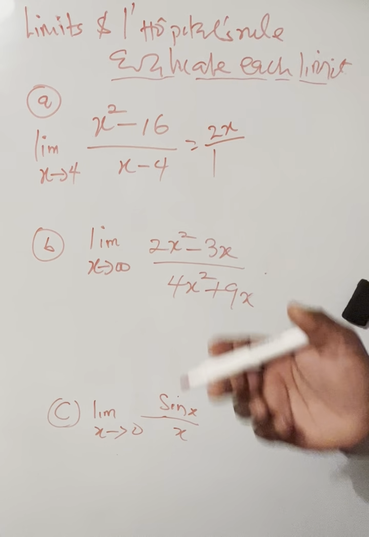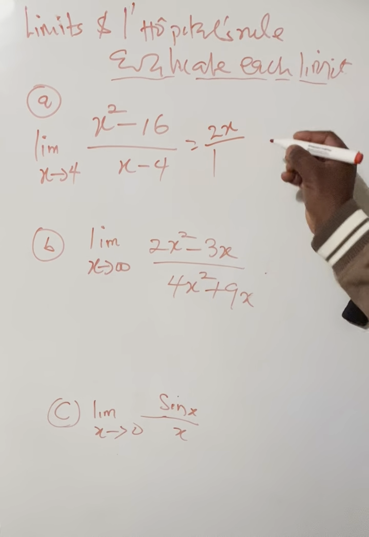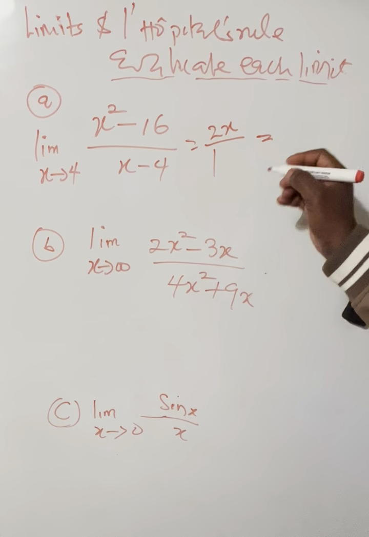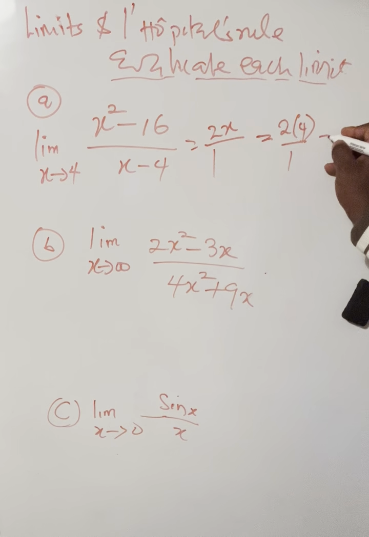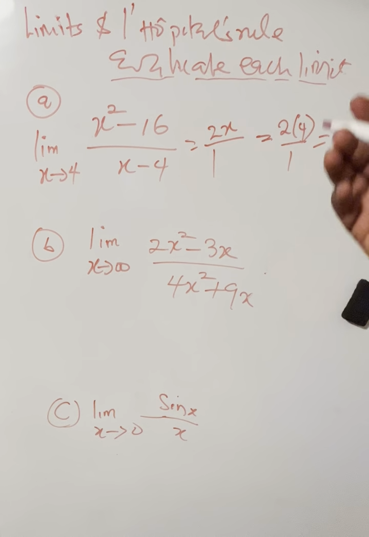Then I replace x with 4. So if I replace x with 4 here, it's going to be 2 times 4 divided by 1, which is 8. 2 times 4 is 8. So 8 becomes the answer. So this is how to go about L'Hopital's rule. Now I will do the same in the second question.